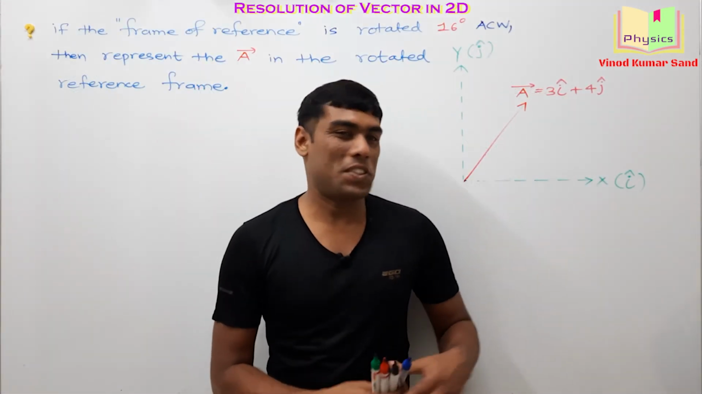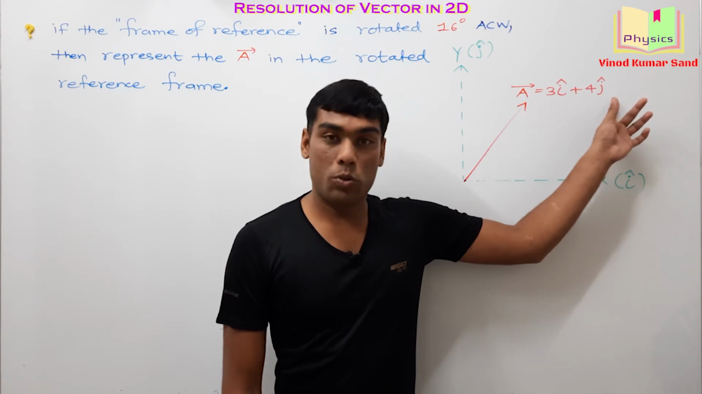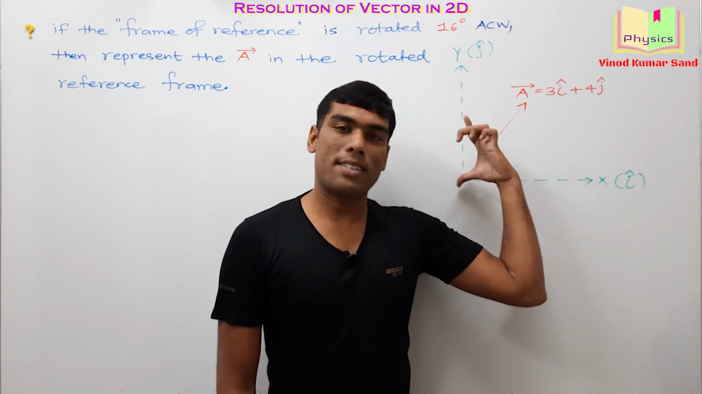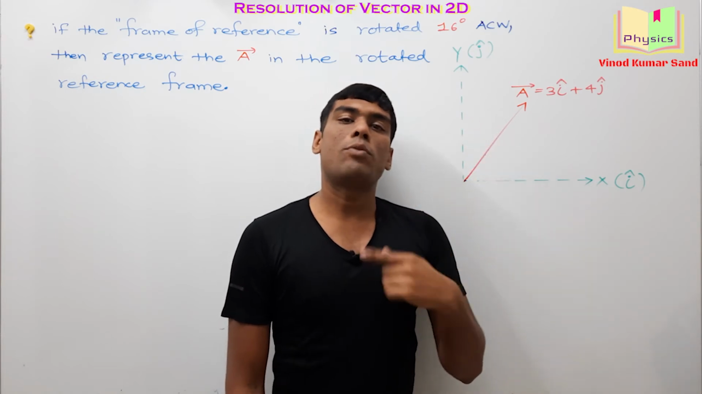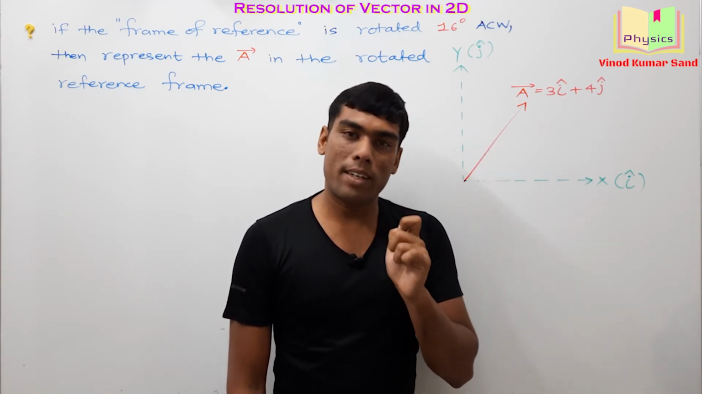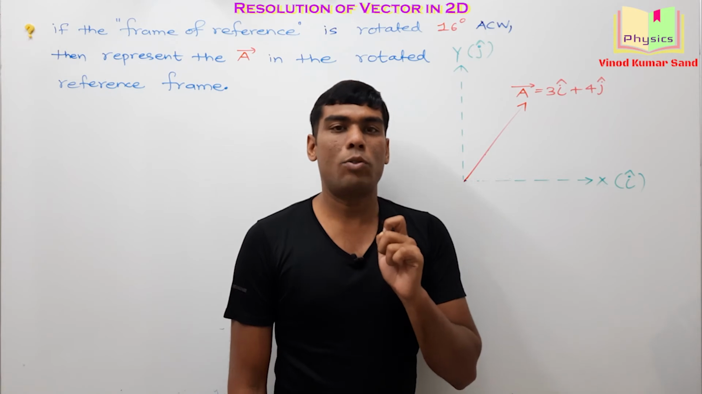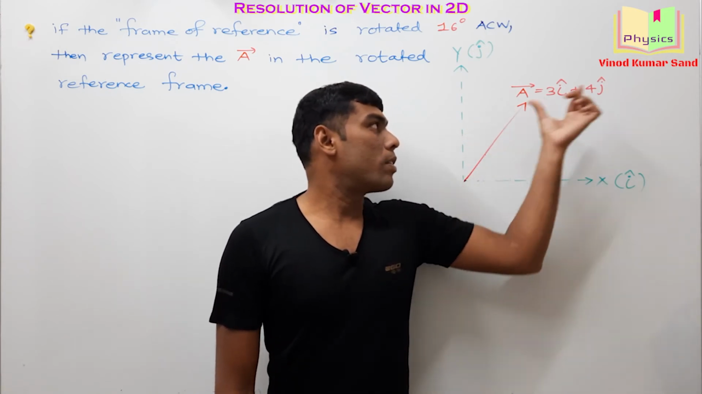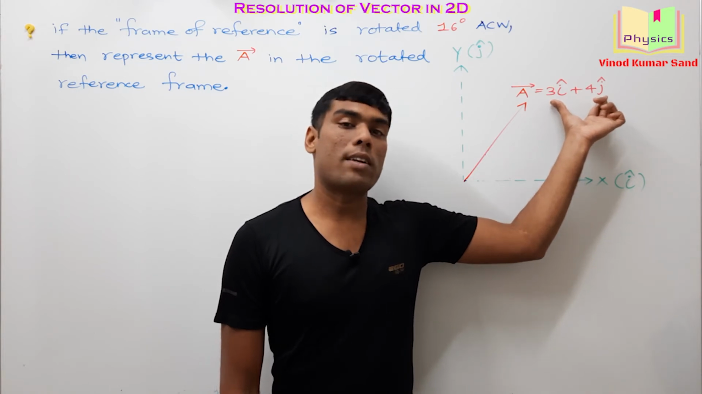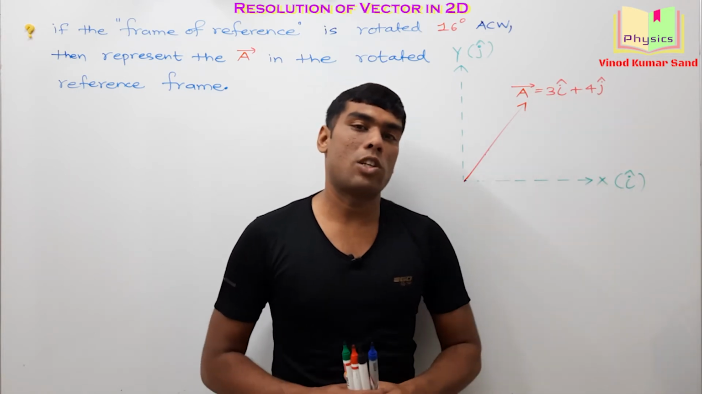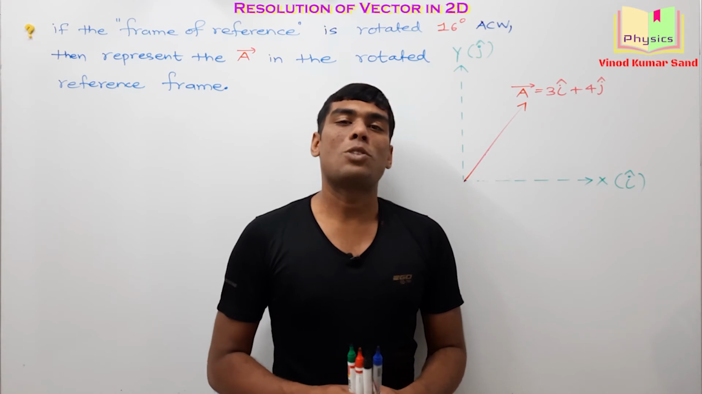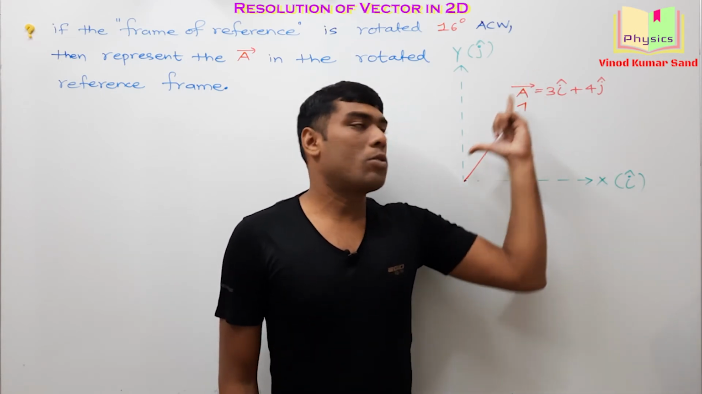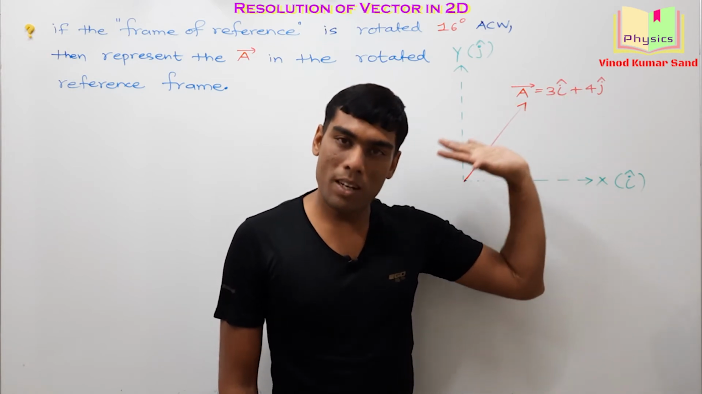Here is the next question. We have a vector as shown here, and if we rotate this reference frame by 16 degree anti-clockwise, then we need to represent the vector again. I would like to ask you one question. By rotating the reference frame, what will happen to the A vector? It will remain same or it will get changed? The answer is it will remain same, because the magnitude will remain same as well as direction will remain same.